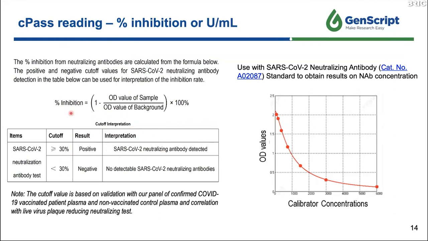In addition to the percentage inhibition, if the user needs to express the result as antibody concentration, they can also do so by using the neutralizing antibody standard that is available from us to obtain the results as concentration in U per ml. This graph shows the standard curve that can be obtained using the calibrators from the standard. And once you obtain the OD value for the sample, you can interpolate the concentration using the standard curve.